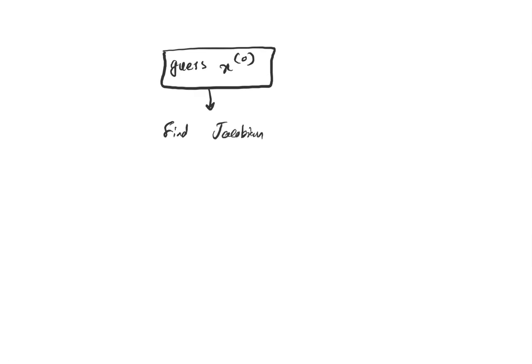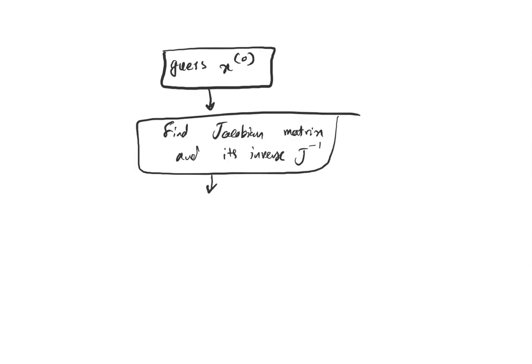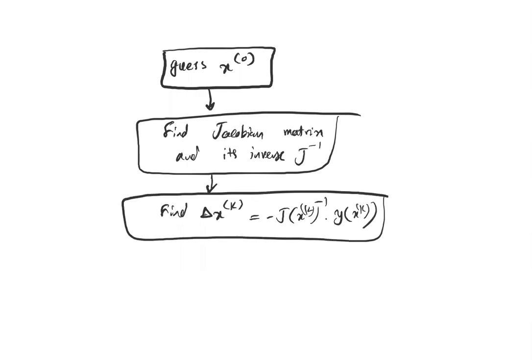If you want to show this like a flow chart, this is going to be like this. Start with x at iteration 0. Find the Jacobian matrix and its inverse. The next step, find the delta x, or the update for your variables at iteration k. Then you update the variables: x k plus 1 is x k plus delta x k.